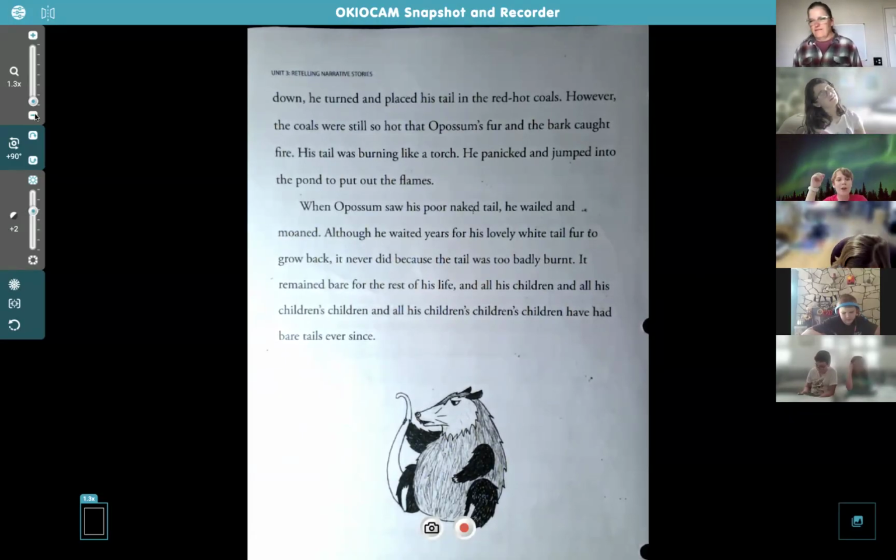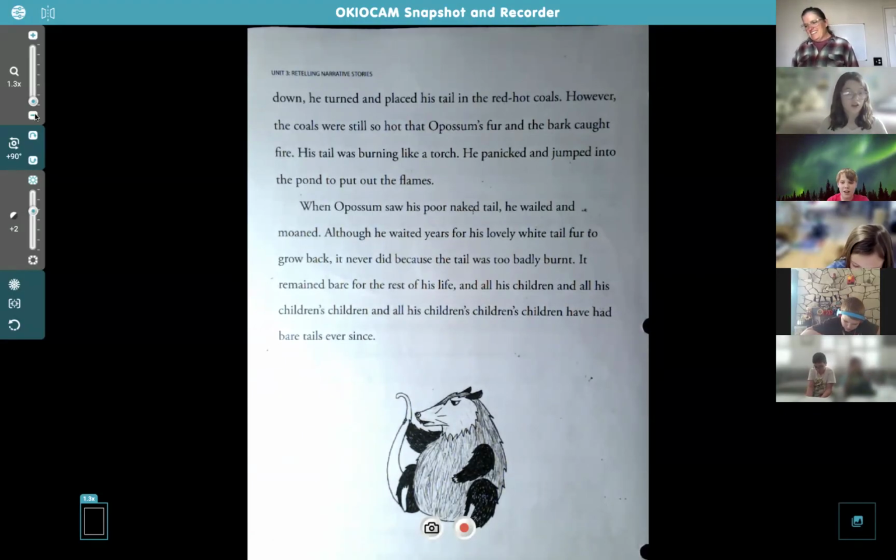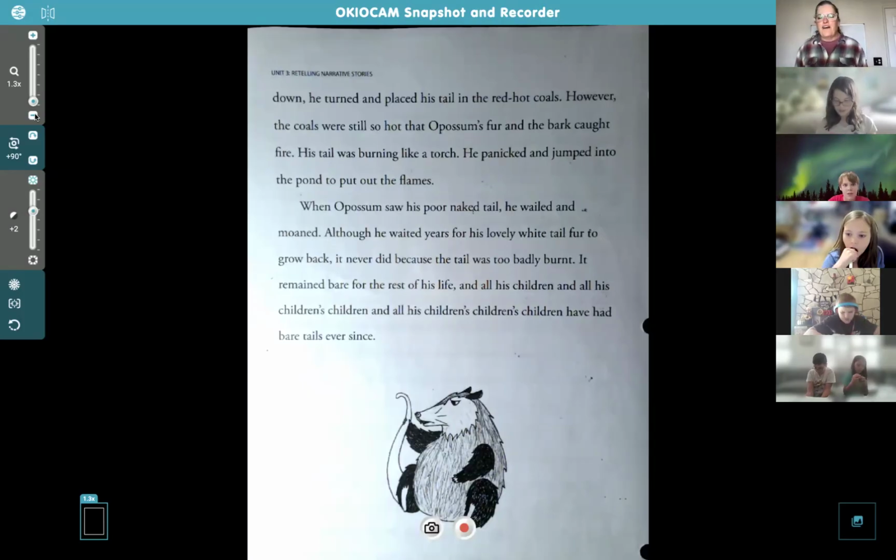Made up story. Just pretend. Why didn't they just have tails like it, like a possum did at the beginning? This is just a pretend story. It's just a made up story. It's somebody that says this is why opossums have a bare tail.